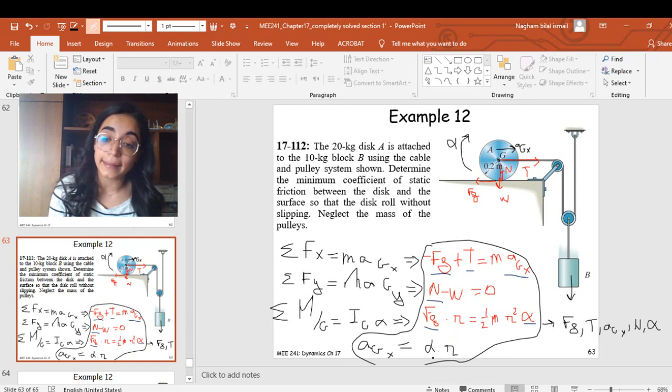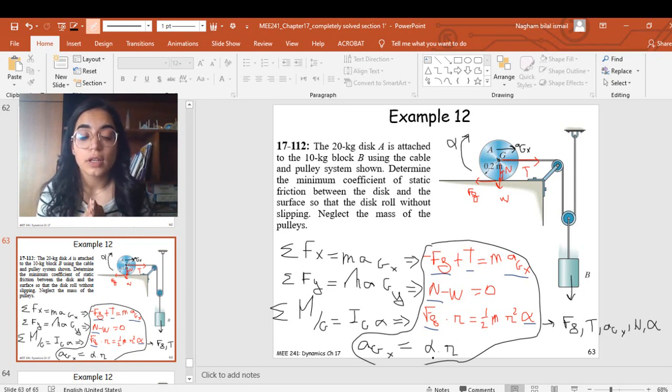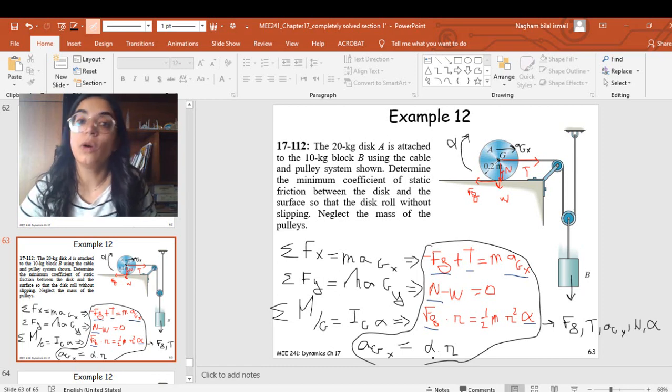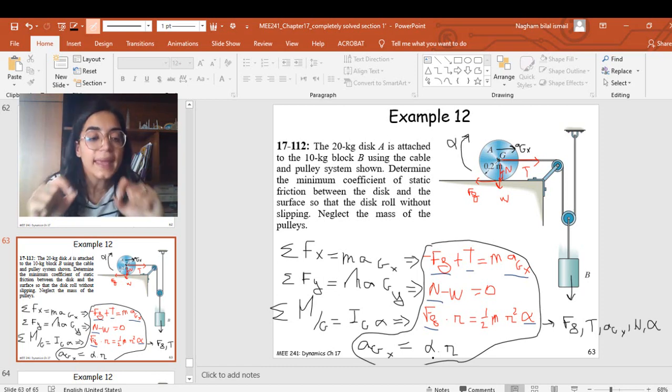So I need to add an equation in order to solve for these unknowns. How to add this equation? What I should use, guys, is the equations for dependent motion. However, guys, I have to pay attention to the directions.